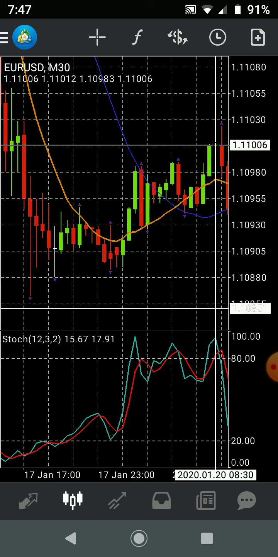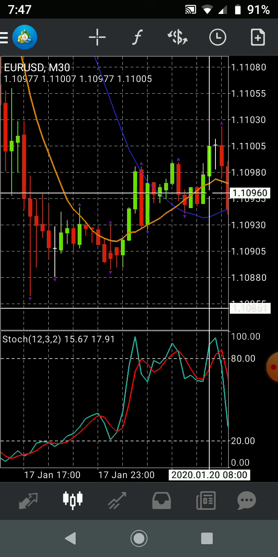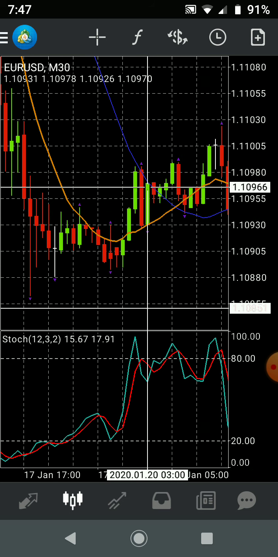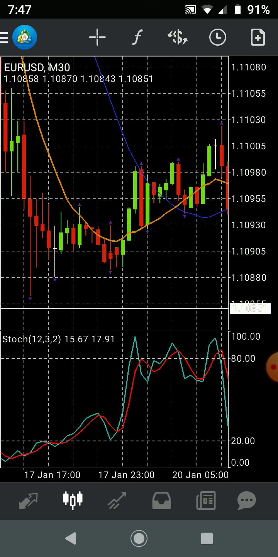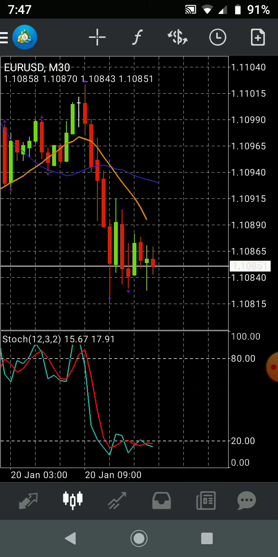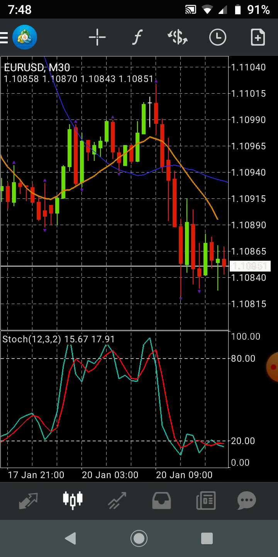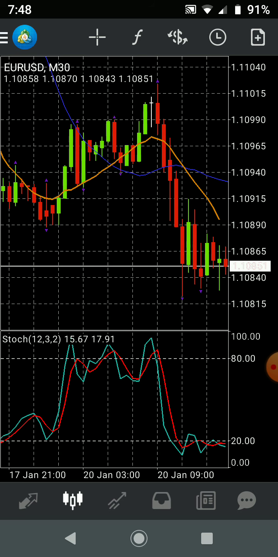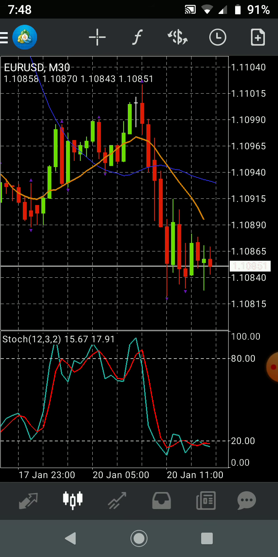Look at the stochastic, it's crossed down here. The market closed below the average line. So this was the effect of that trade, and it came down right there. All right, so this was a good trade we did last night. I know it went like 10 cents, but this is the type of setup that we're talking about.